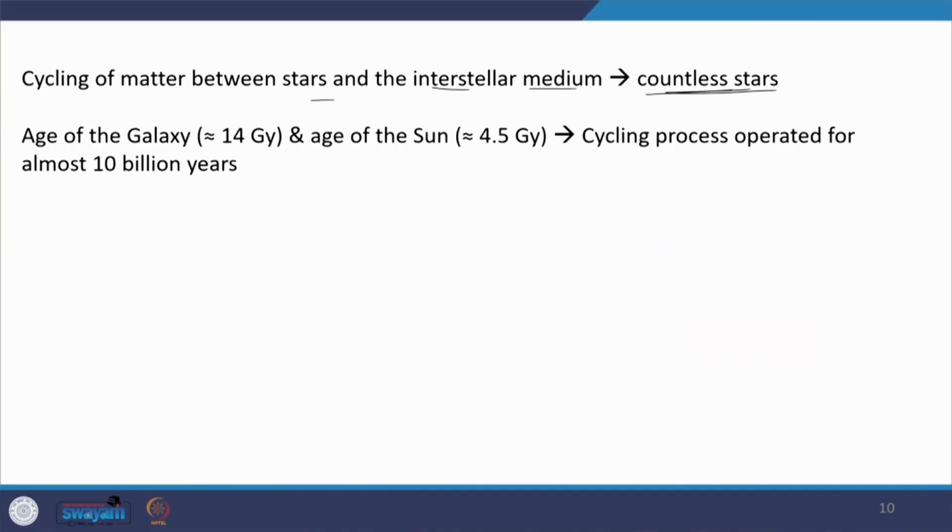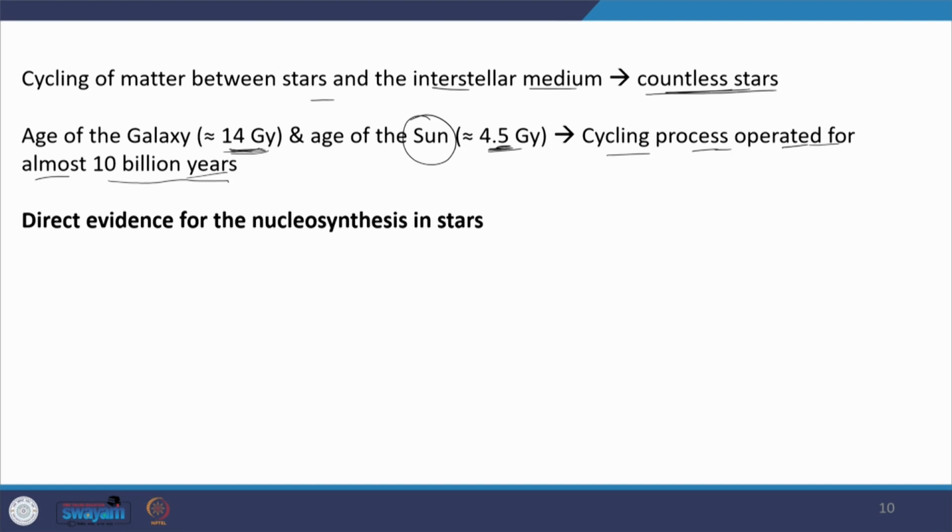Okay? Now, let us see an interesting observation. It is known that the age of the galaxy is about 14 giga years and the age of the sun is 4.5 giga years. What does it mean? The cycling process operated for almost 10 billion years before the formation of a star like the sun. So, this is one of the interesting pieces of evidence for the cycling process. And what is the direct evidence for nucleosynthesis in stars? That I will discuss in the next lecture.